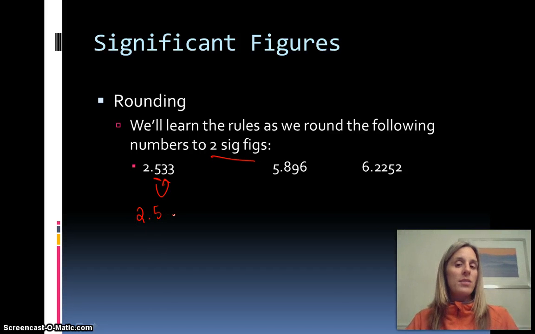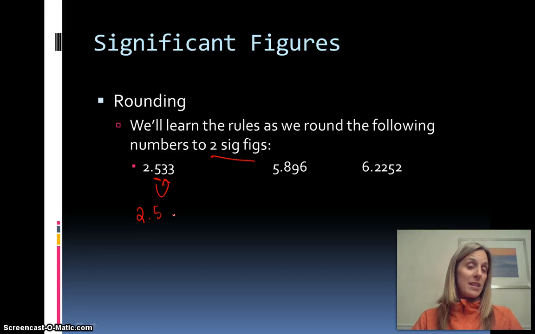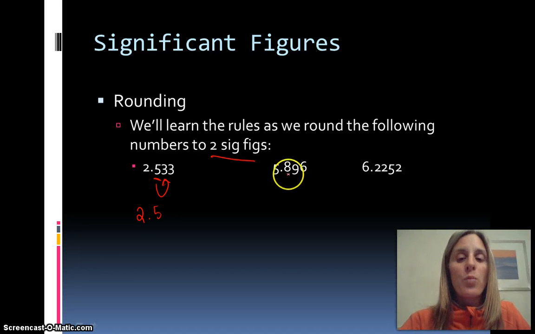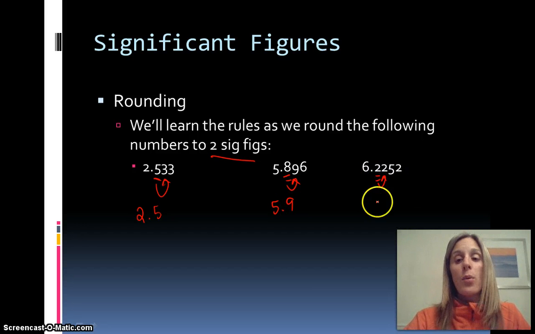Go ahead and hit pause and try to round the next 2. All right, I'm assuming you've taken the time to round these 2, so I'll walk you through the process just to make sure. This is higher than 5, so this would become 5.9. And this is lower than 5, so this would remain 6.2.